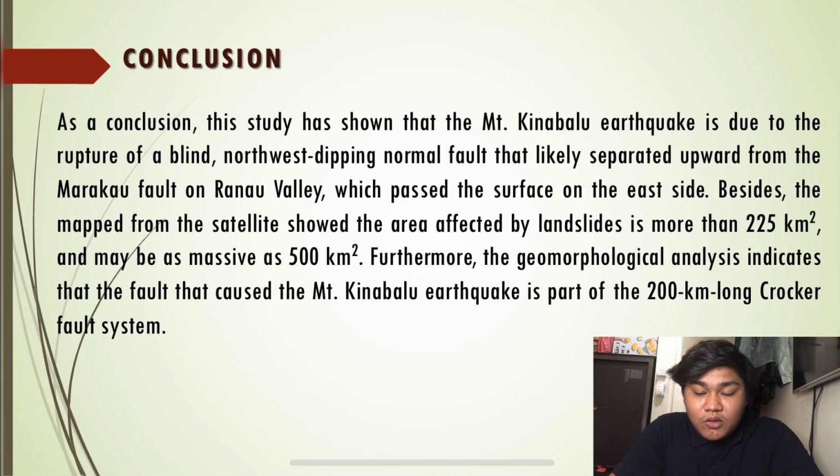Now I'm going to present the conclusion. As a conclusion, the study has shown that the Mount Kinabalu earthquake is due to the rupture of a blind northwest dipping normal fault that likely separated upward from the Marakau fault in Ranau Valley, which passed the surface on the east side. Besides, the map from the satellite shows the area affected by the landslide is more than 225 km square and may be as massive as 500 km square.